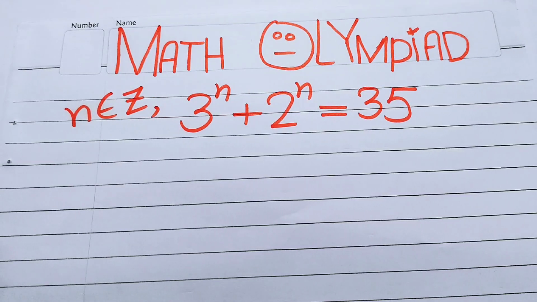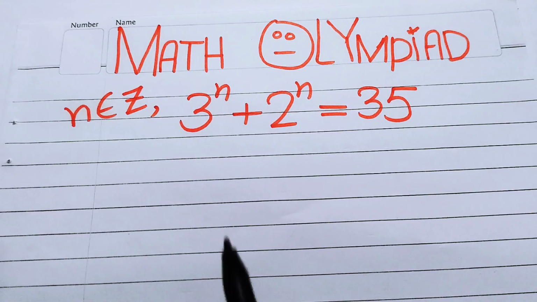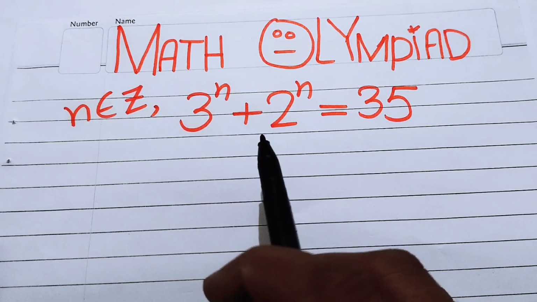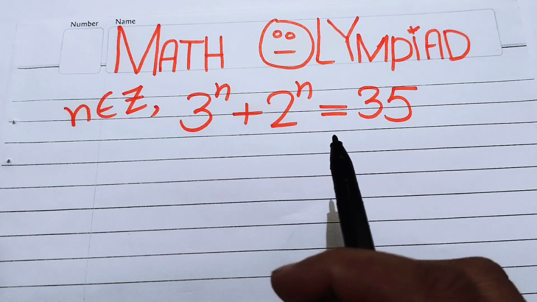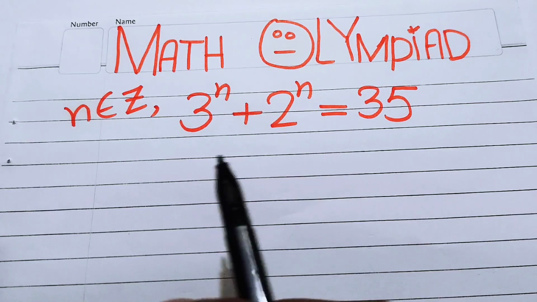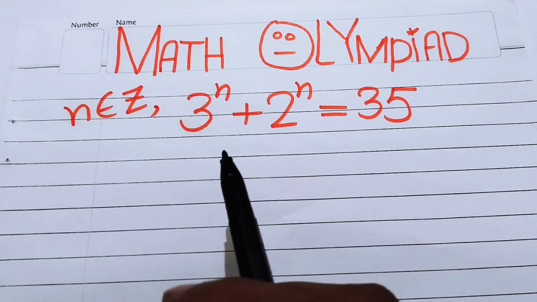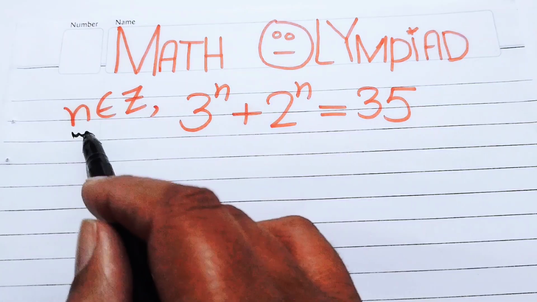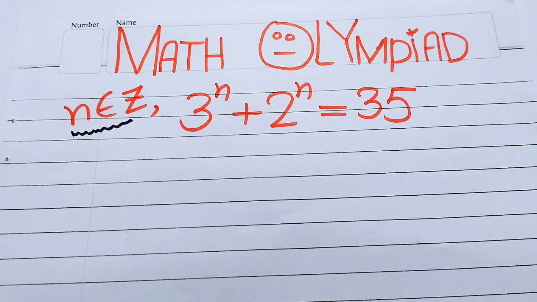In this video we are going to solve this nice algebra problem, and here we have 3 to the power of n plus 2 to the power of n equals 35, and we will solve this problem for the values of n. And remember one thing: our n must belong to the integers, that is, to Z.